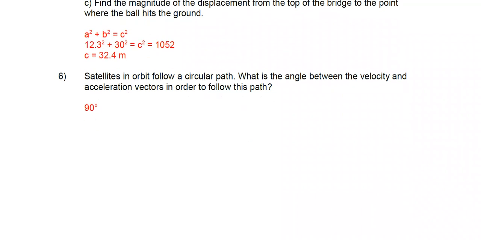Finally, number 6. Satellites in orbit follow a circular path. What is the angle between the velocity and acceleration vectors in order for them to follow this path? Well, they have to be continuously at a 90-degree angle.